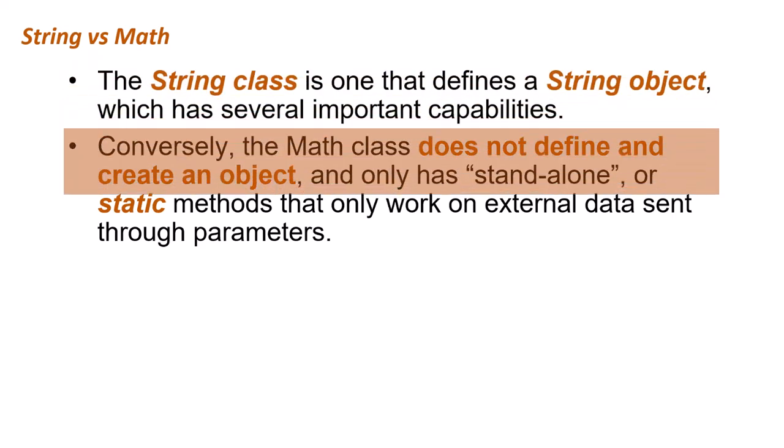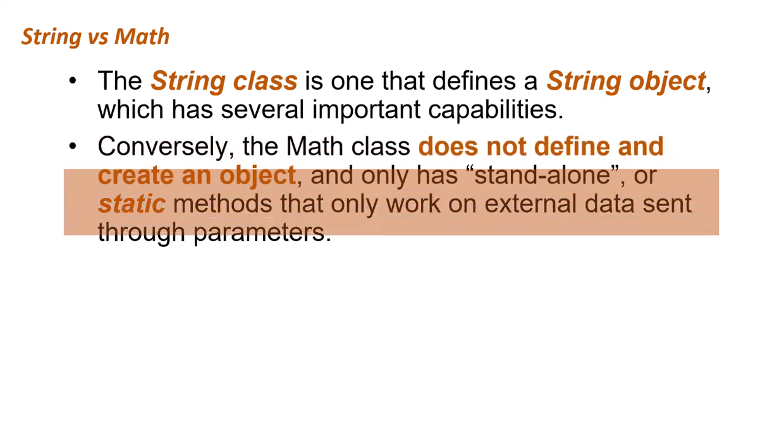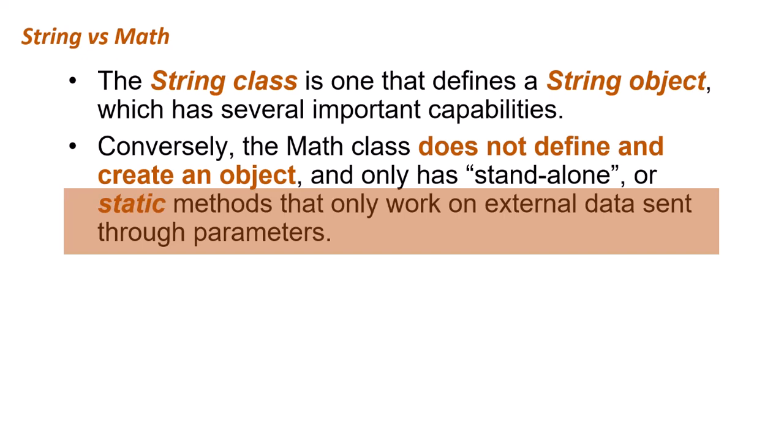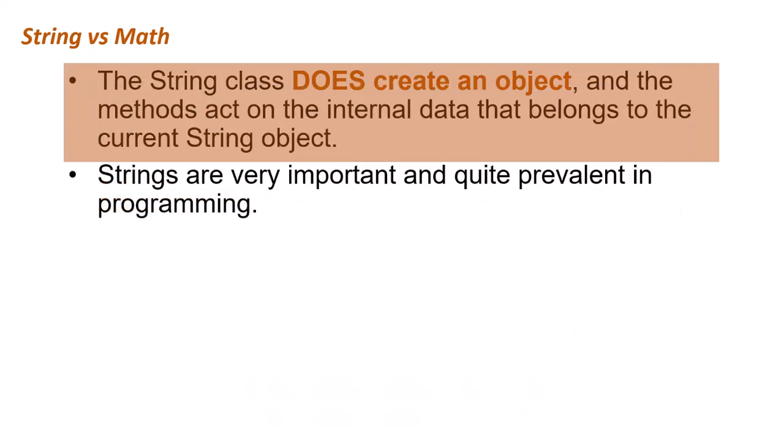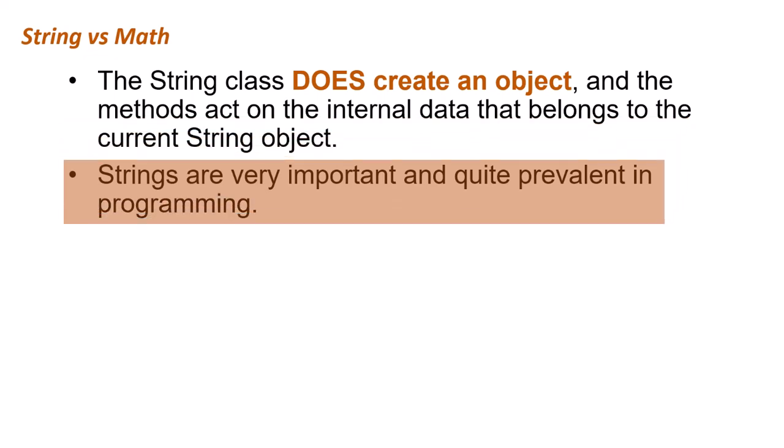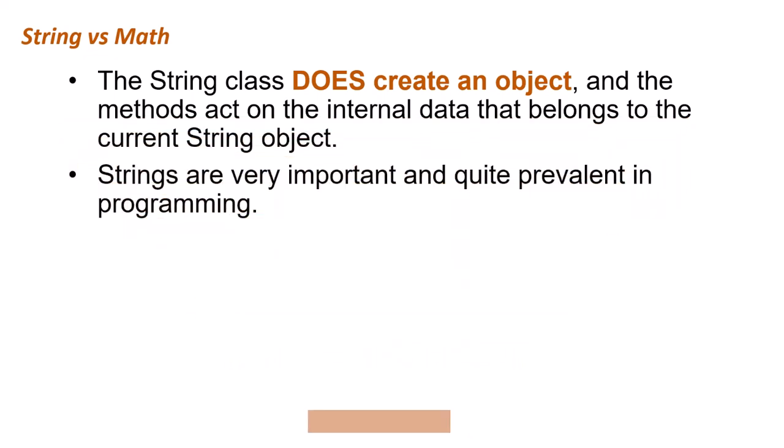Conversely, the Math class does not define and create an object, and only has standalone or static methods that only work on external data sent through parameters. The string class does create an object, and the methods act on the internal data that belongs to the current string object. Strings are very important and quite prevalent in programming.